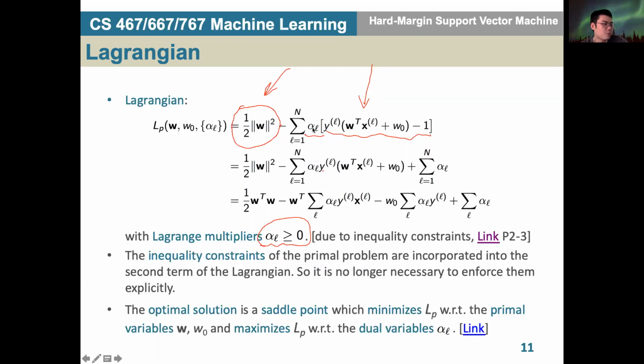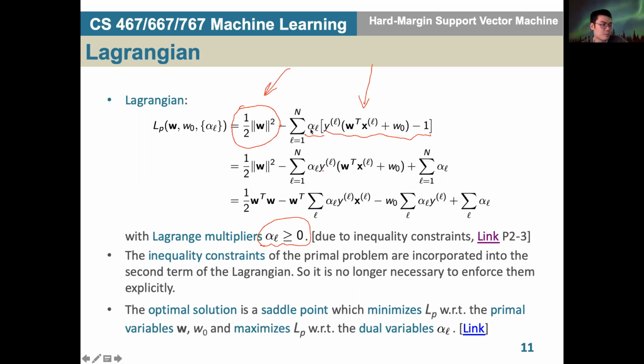We need to introduce a new parameter like alpha. Alpha L is a new parameter. Okay, and keep in mind how many alphas there are. There are n of them. That's the key why we can convert to the dual space. We only have n parameters. Right? These are the n parameters.